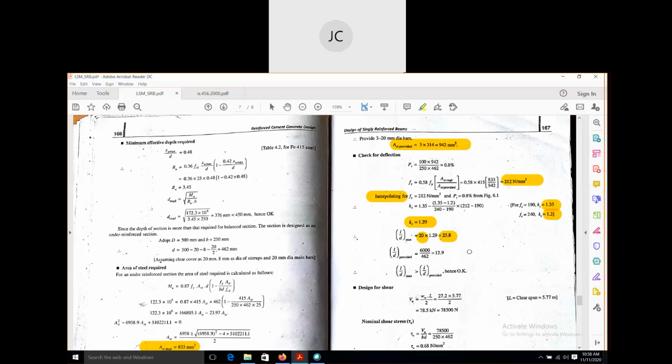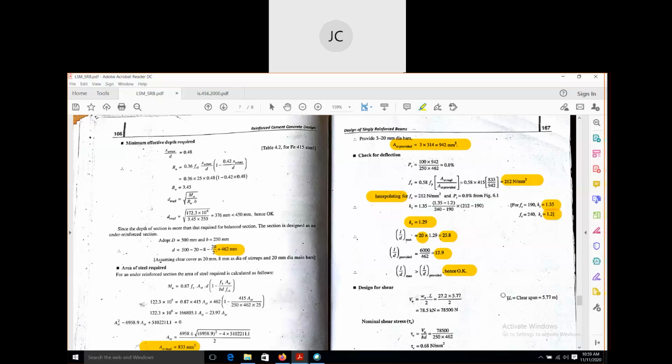Now we have to check what is the ratio of L by D provided. L is given as 6000. D, how much D are we providing? 462. So you find out the value, you will get 12.9. This is the provided value and the maximum value was 25.8. That means L by D max is more than L by D provided. That means our design is correct.